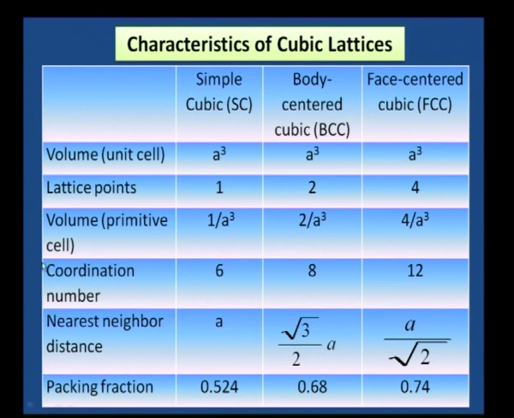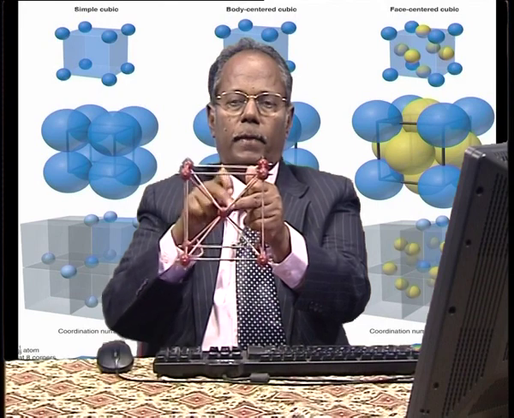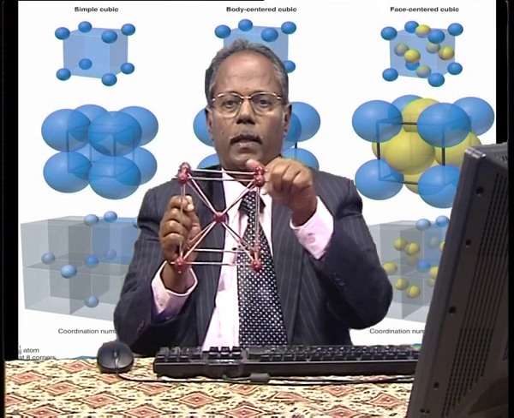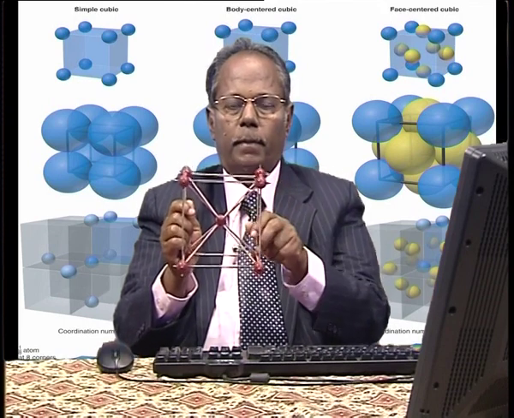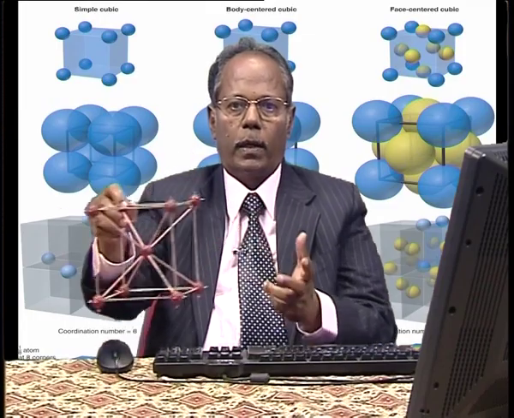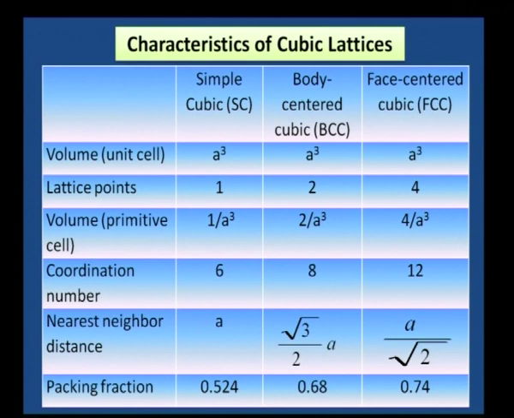The volume of the primitive cell is given here: 1 by a cube, 2 by a cube, 4 by a cube. Coordination number is nothing but the number of nearest neighbors. For simple cubic it is 6. For body centered cubic, you can take this as the reference atom, and the number of nearest neighbors is 8. For face centered cubic it will be 12. The coordination number for the FCC unit cell is 12.